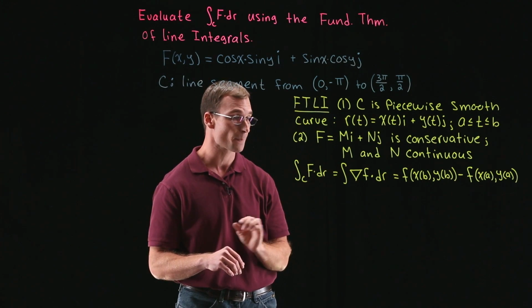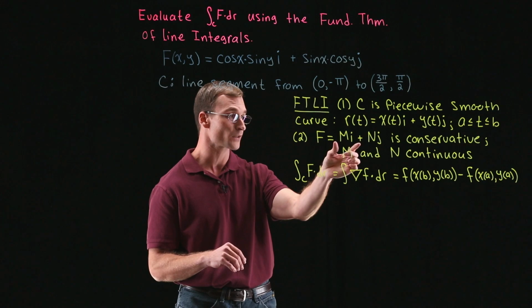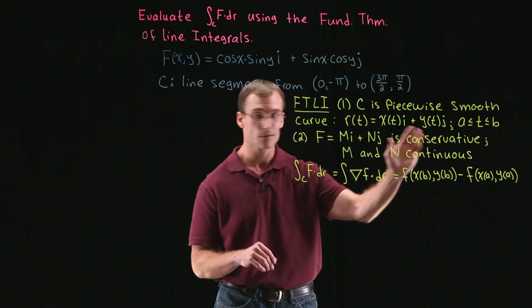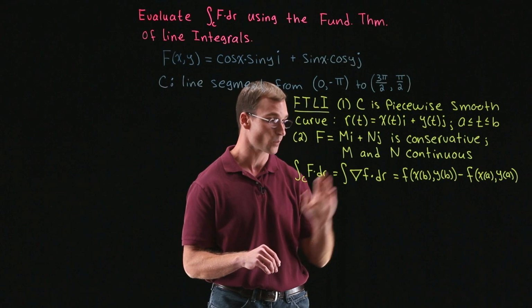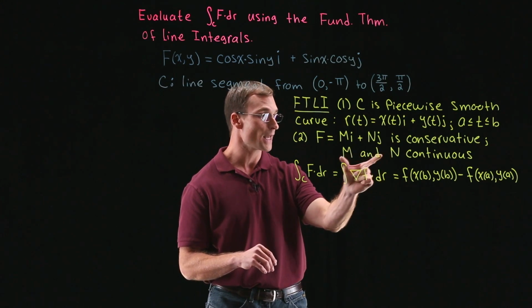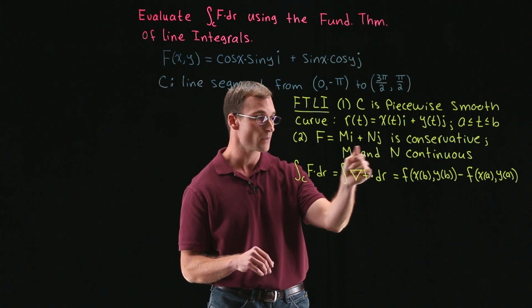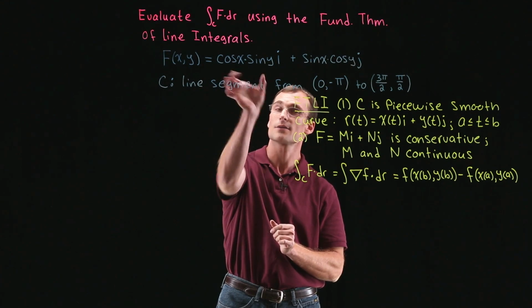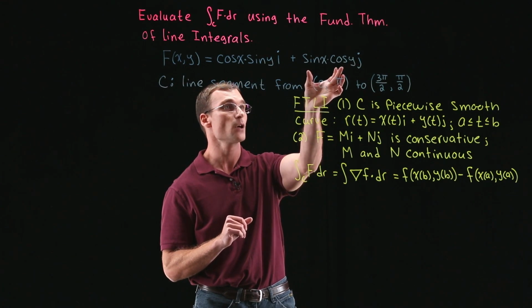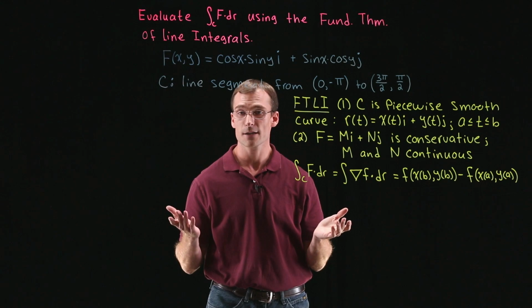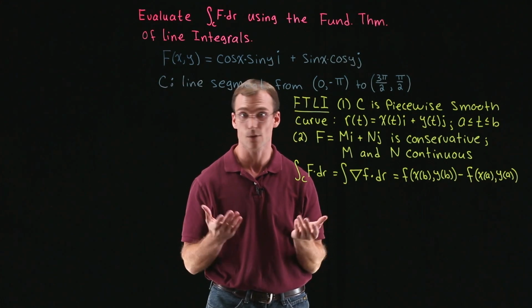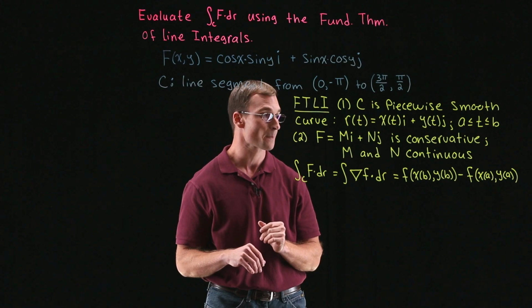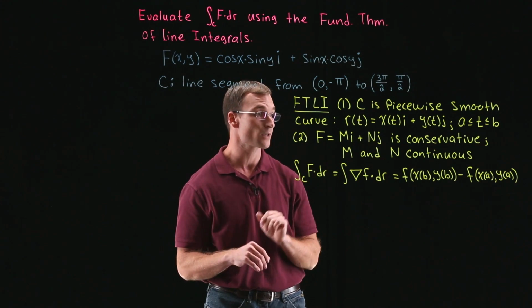Next, our vector field, which in general we can write as F equal to some M times i plus N times j, is conservative. We'll get to the conservative part in a moment, but we need M and N to be continuous. Our M is cosine x sine y, and our N is sine x cosine y. Sine and cosine are continuous functions for all real numbers anyway, so our M and N are continuous. So that's met. Now lastly, we need F to be conservative.